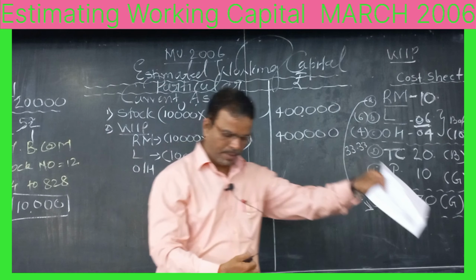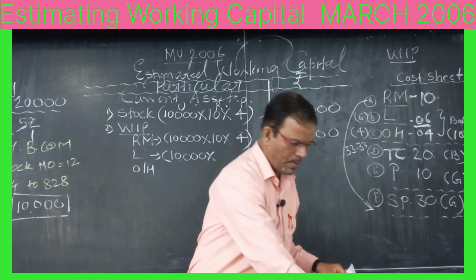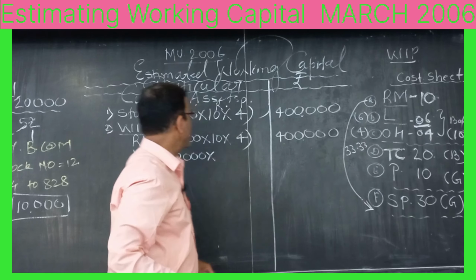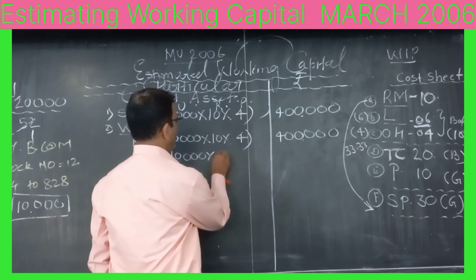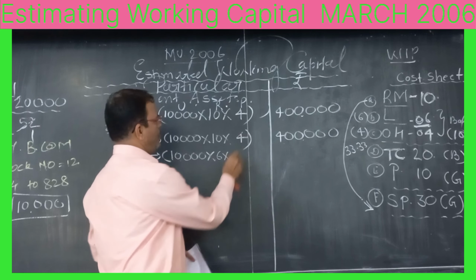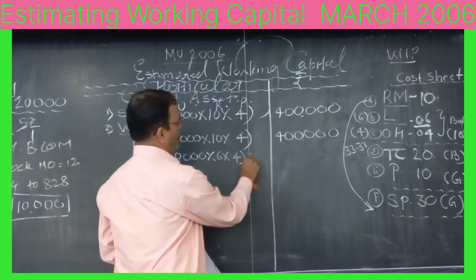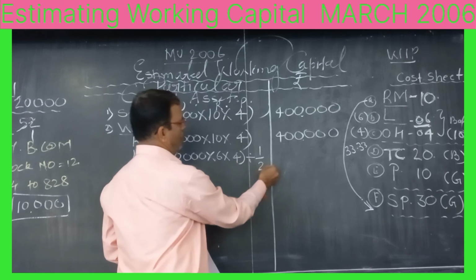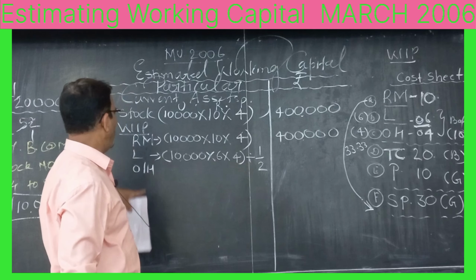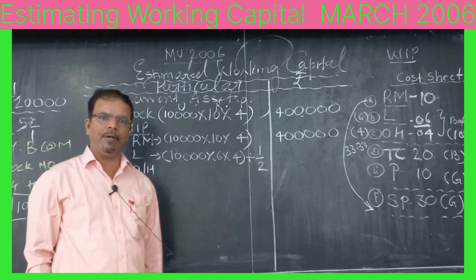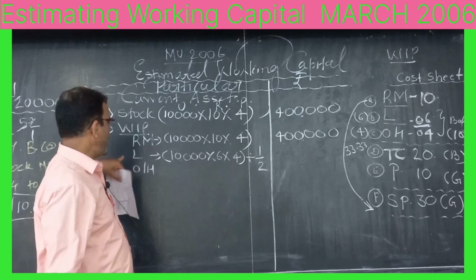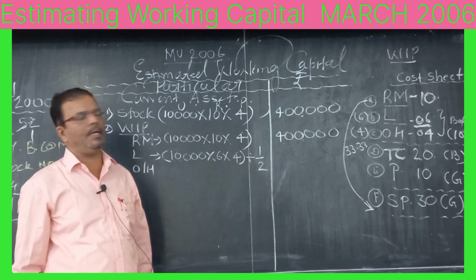How much is given? 6. So the rate is 6. The period is 4. And what do we take? 50%. So 1 upon 2. Labor and overhead is always 50% of the amount. See that I am repeating. Labor and overhead is always 50% of the amount.